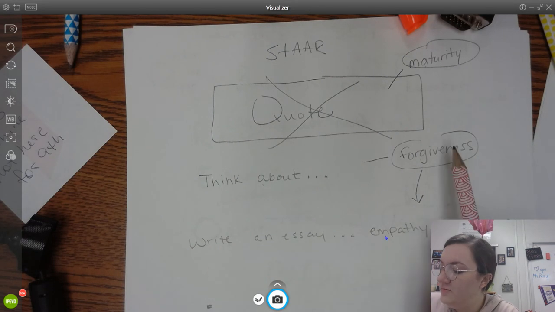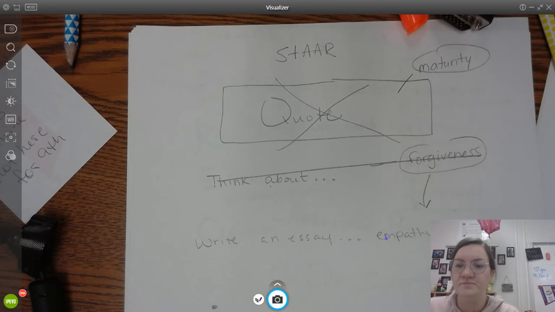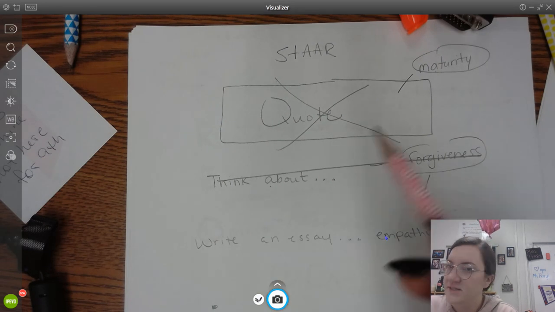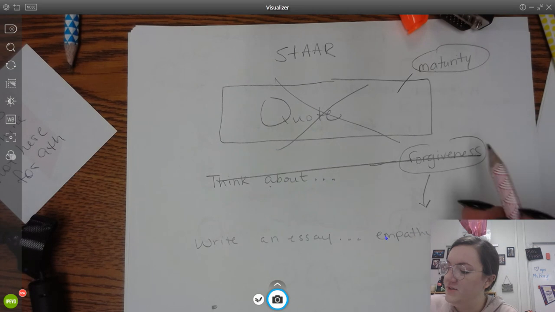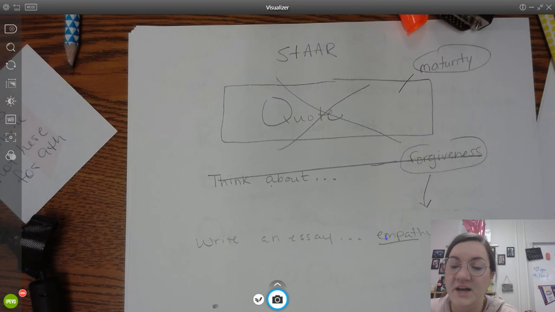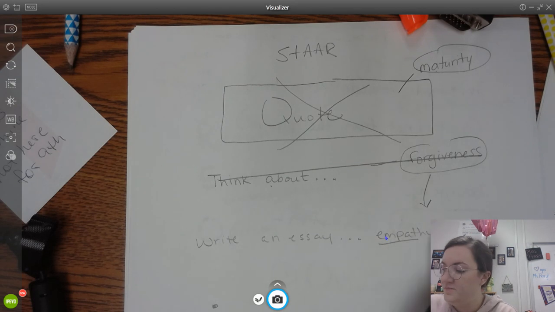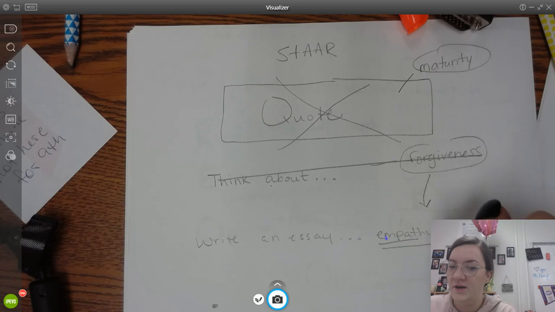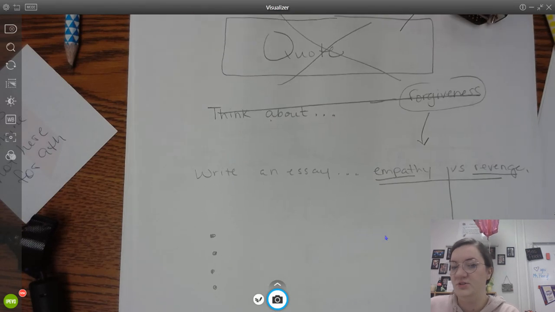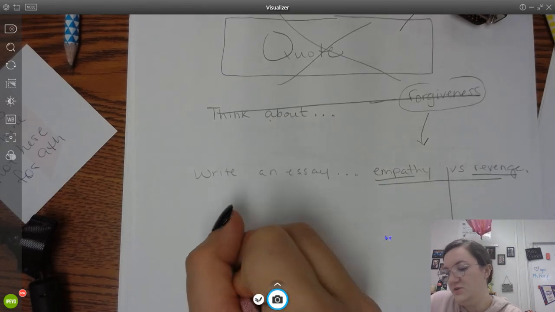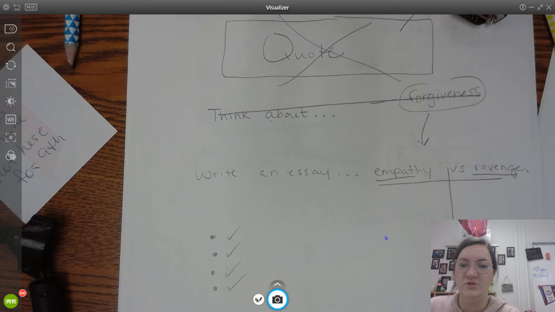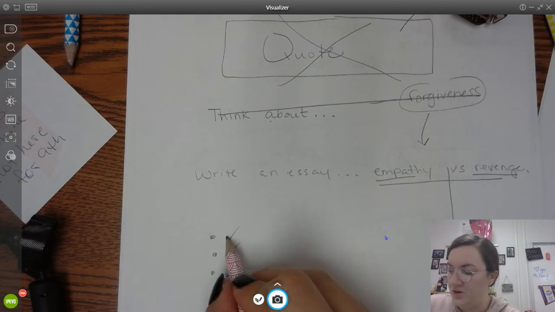The think about statement, right? I always tell kids to mark it out. It's not always this far off, like maturity and forgiveness, empathy and revenge, but a lot of times it really is far off. And so the best thing for you to do is to mark those out and just focus on these two, right? Empathy versus revenge. And this is the rubric for how you're going to be scored. So I like to use it as a checklist. After you've written your essay, you go back and say, do I have a strong thesis?